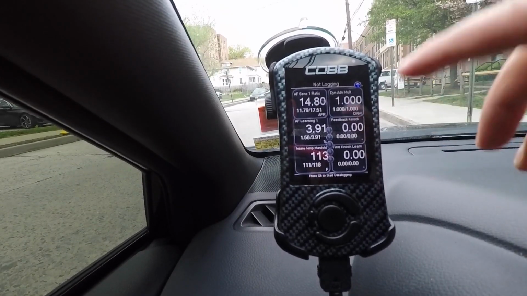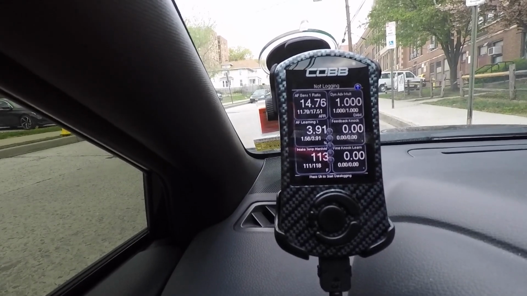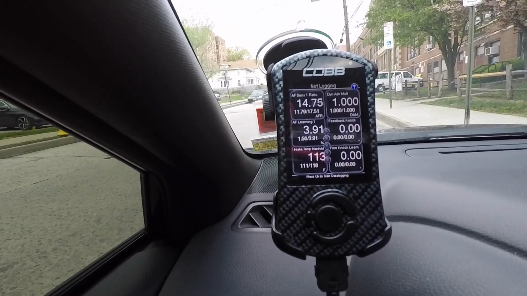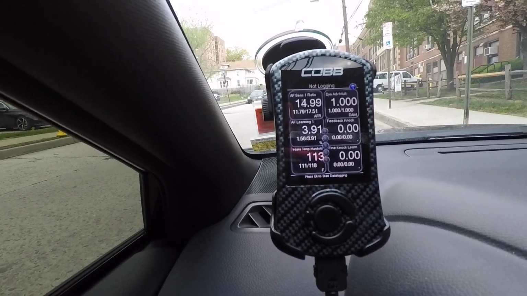For the 02 to 05 WRX, the DAM ranges from 0 to 16. 16 means that everything's running well. For all the other ECUs, the DAM ranges from 0 to 1, and 1 means that everything's running well.